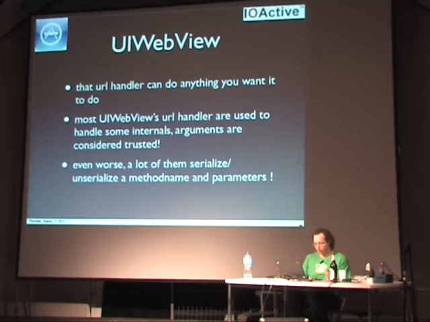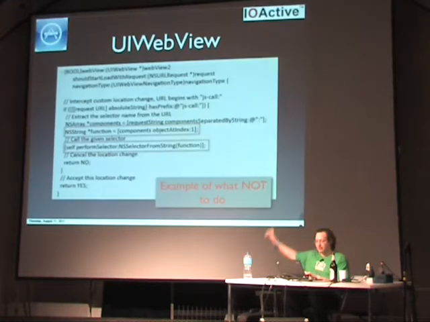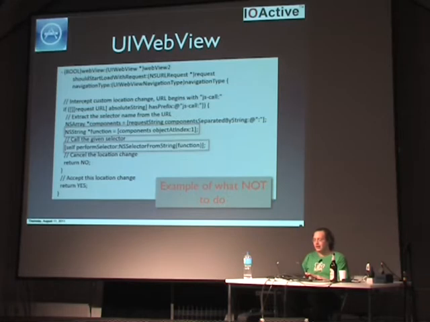However, it gets worse. Sometimes people would like to expose arbitrary Objective-C methods to JavaScript, and so they would build this Objective-C bridge, and they would serialize arguments and deserialize arguments and method names. And it kind of looks like this. And this is an example of what you shouldn't be doing.